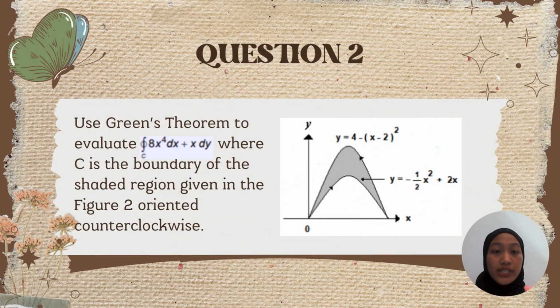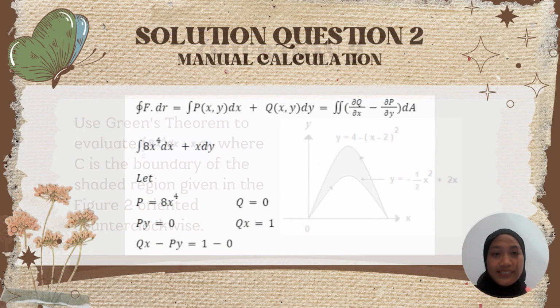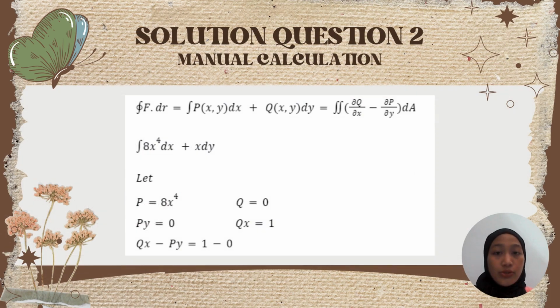Next, we go to the next question, which is: use Green's theorem to evaluate the contour integral of 8x to the power of 4 dx plus x dy, where C is the boundary of the shaded region given in figure 2, oriented counterclockwise. So, this is the solution of manual calculation for question 2.